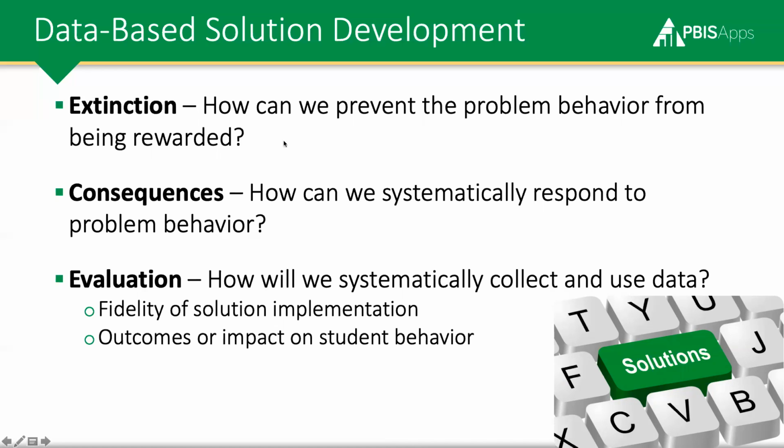And then addressing extinction. We want to prevent the problem behavior from being rewarded as it has been in the past. How do we respond to problem behavior? What type of discipline system do we have in place within our building that we're going to utilize to respond to any problem behaviors? And then evaluate it. How are we going to evaluate it? So those are the various solution components to address.